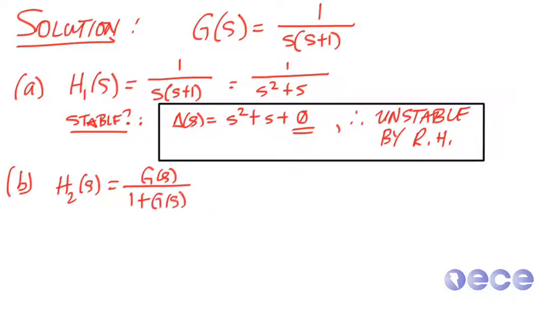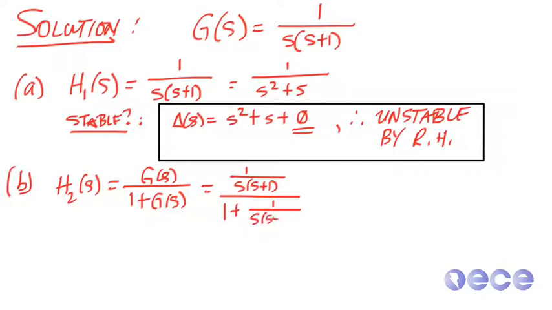Okay, so here we have h2 of s. So whenever we have a feedback loop, this is how the transfer function looks. So go back and review one of the previous lectures where we derived this if you're confused on this. So the transfer function h2 is g over 1 plus g.